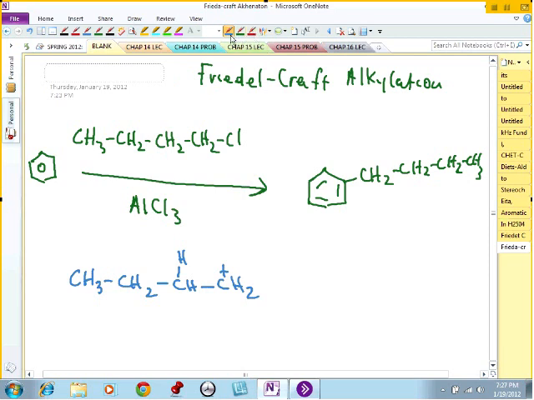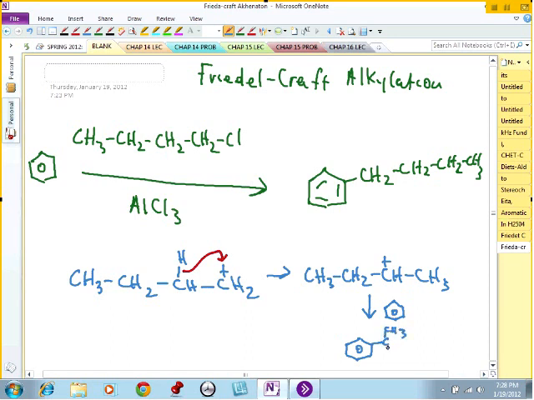So what is going to happen? This will rearrange to form the more stable carbocation. There will be a shift, what we call the hydride shift. This hydrogen will shift to here to form a secondary carbocation. Now it is this secondary carbocation that will react with benzene to form the final product. In other words, what I've done here is to give you the mechanism of this reaction. So the product you are going to get will be the product coming from the secondary carbocation. That is the product you are going to get, this here, not this.